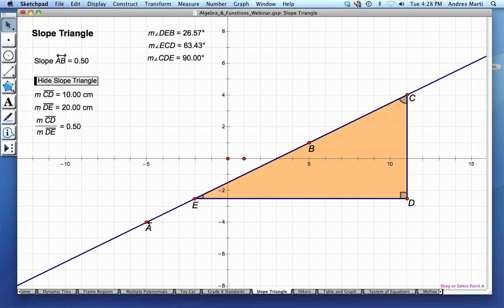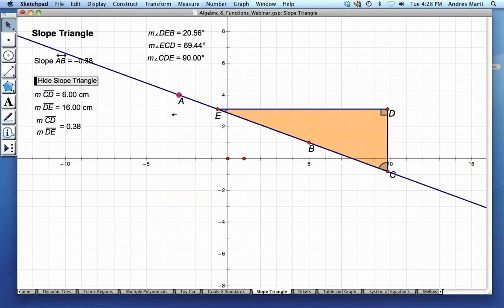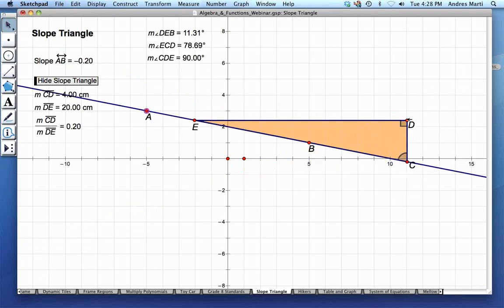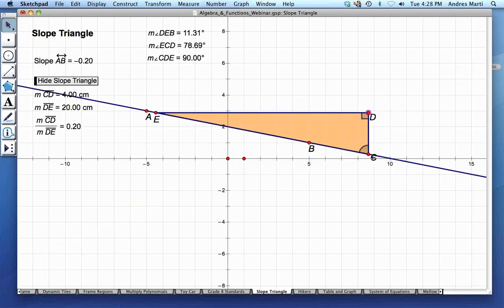Now that's just for that one line. If I change the line, that's going to change everything. But for a new line, if I take another line like here, you'll still see that all of the triangles formed by picking any 2 points on that line are similar. Okay? So I'm going to skip on to the next one. So that was this one.